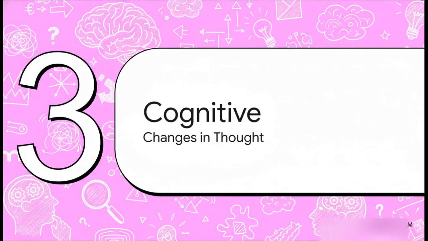And for our third and final lens, let's look at the cognitive characteristics. This is all about thinking. What's actually going on inside their head? What are their thought patterns like?